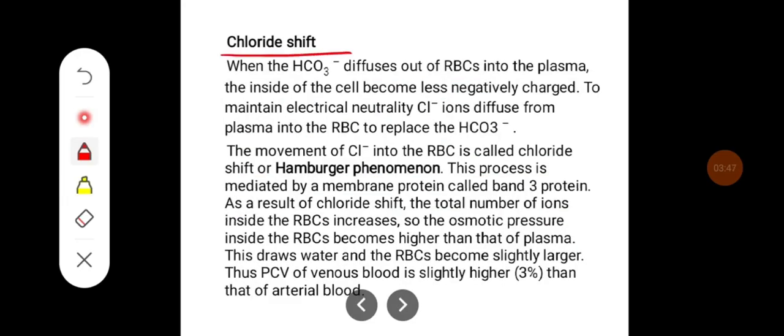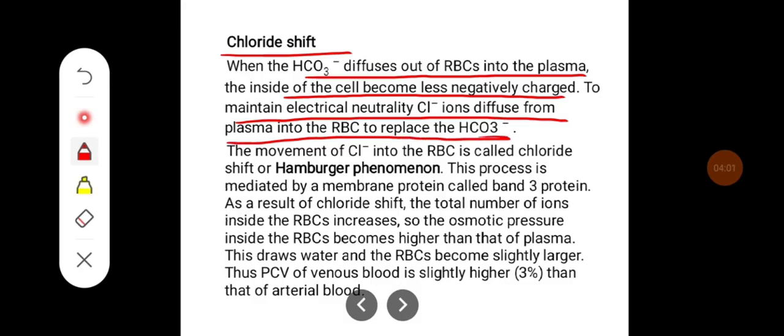Chloride shift: when bicarbonate diffuses out of the RBC into plasma, the inside of the cell becomes less negatively charged. To maintain the electrical neutrality, chloride ions diffuse from plasma into RBC to replace bicarbonate ions. The movement of chloride into RBC is called chloride shift or Hamburger phenomenon. This process is mediated by a membrane protein called band 3 protein.